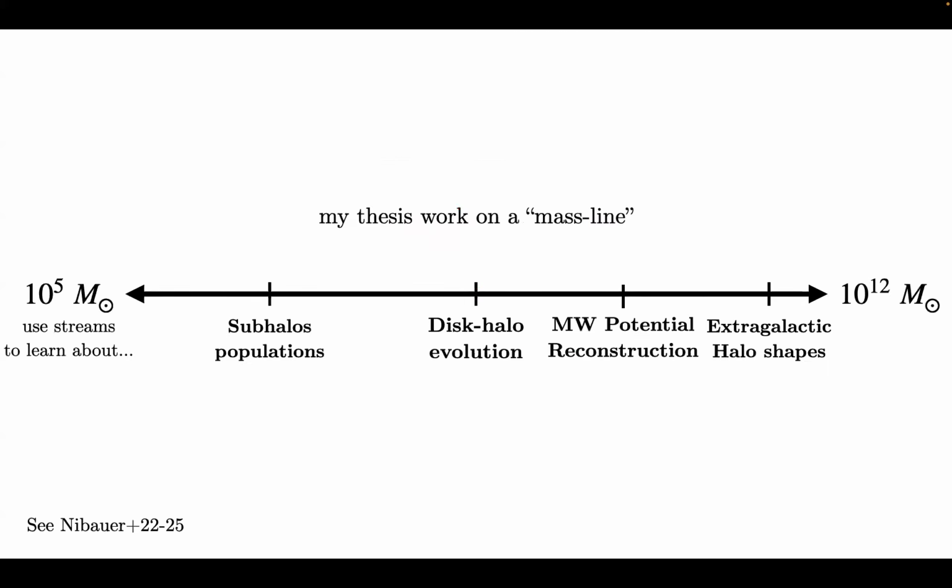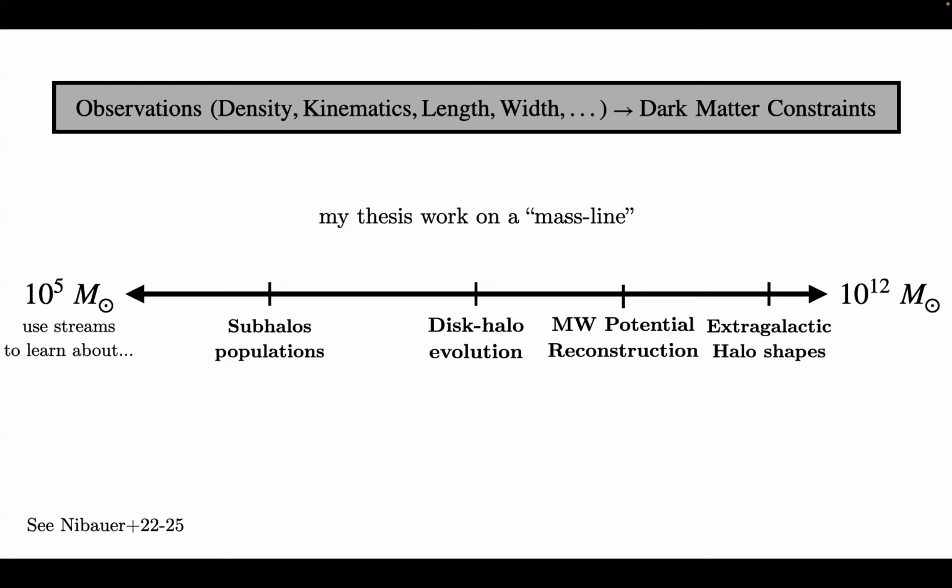So my thesis work has, making this talk, I didn't realize the whole order of magnitudes and mass scale before, but it really has gone all the way down from 10^5, maybe to 10^12. And my hope is to talk about 3 of these topics here. So we'll be sampling this mass line. But the common theme has been, how do you take observations of streams, be it in density or kinematics, so on, and learn about something with the dark matter. And I'm going to start with Milky Way potential reconstruction. So what we can learn from the Milky Way using streams.